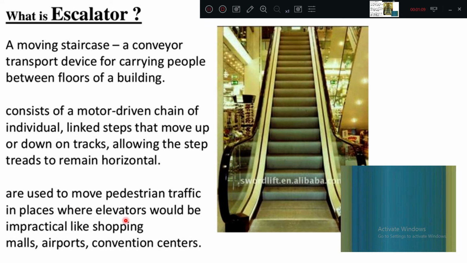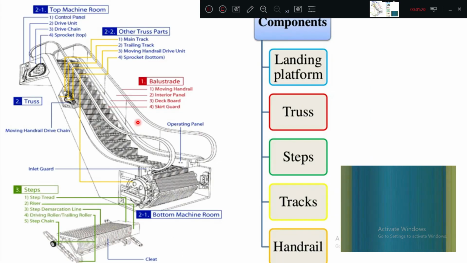These are used to move pedestrian traffic in places where elevators would be impractical, like shopping malls, airports, convention centers. So where a large amount of traffic or public is there, you cannot go for a lift. Okay, it will be uneconomical.